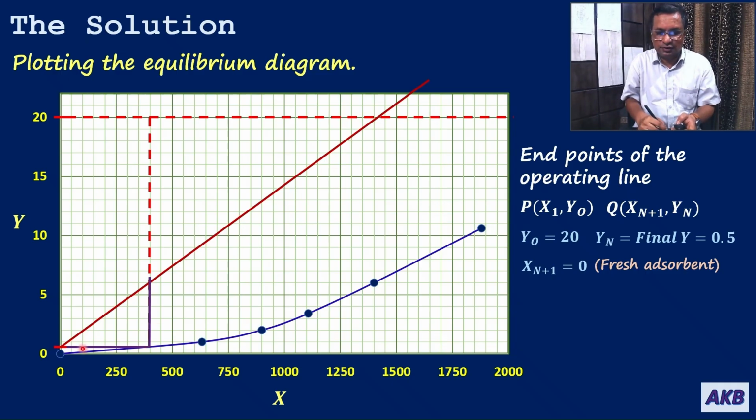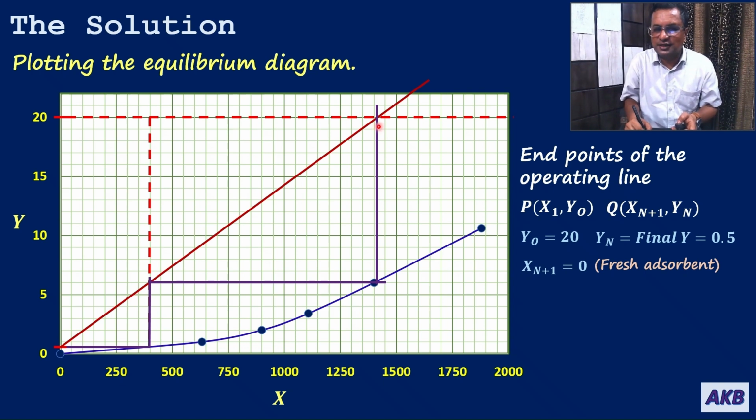Now I will complete the first stage. So horizontally I was here. Now vertically I will go to the operating line. Now from here I will travel a horizontal distance to reach the equilibrium curve, and then a vertical distance to reach the operating line. And there you are.